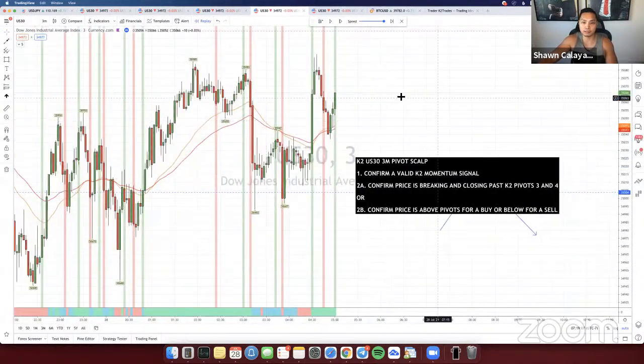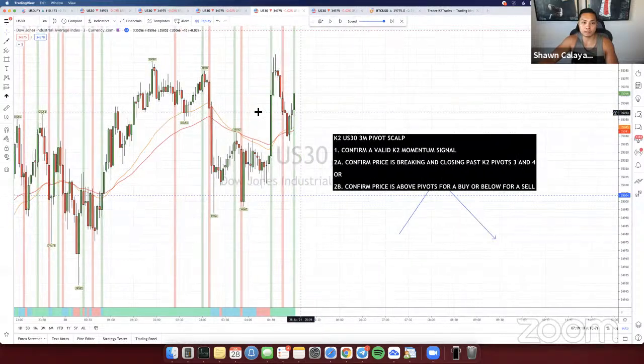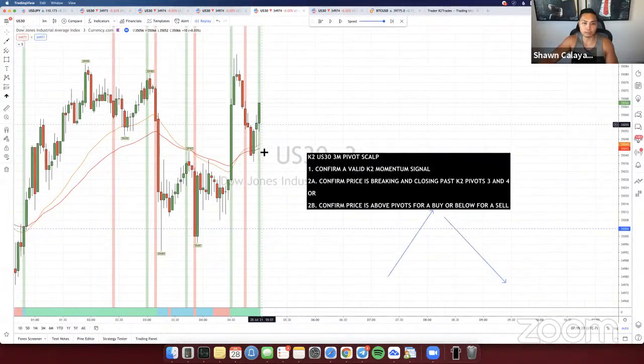So looking at this right here, you want to confirm a valid K2 momentum signal. Again, right here, we have a valid buy signal. It's a green candle within the buy signal. For 2A, you want to confirm price is breaking, closing past K2 pivots 3 and 4. For this one right here, it's not breaking past anything, because it's already above the pivots. So we're going to skip 2A. We're going to go down to 2B.